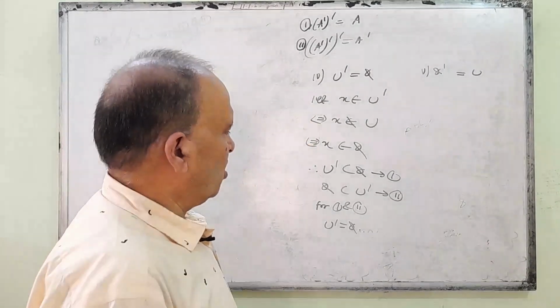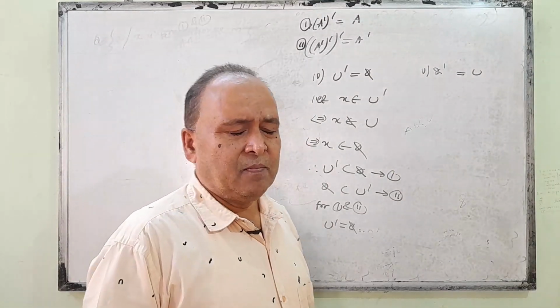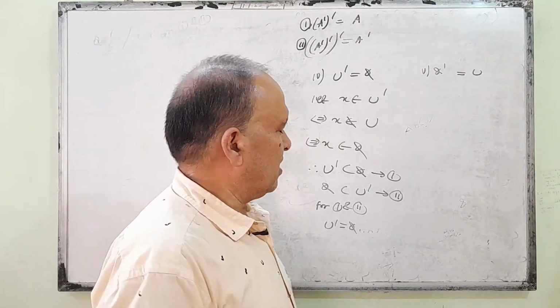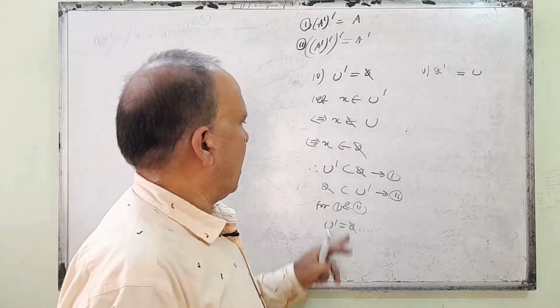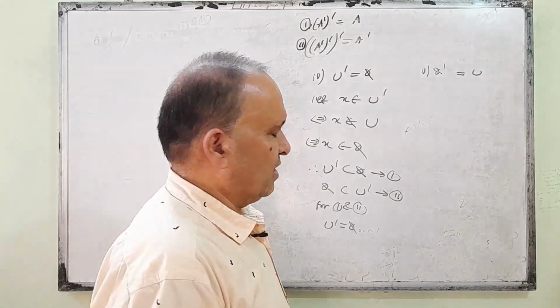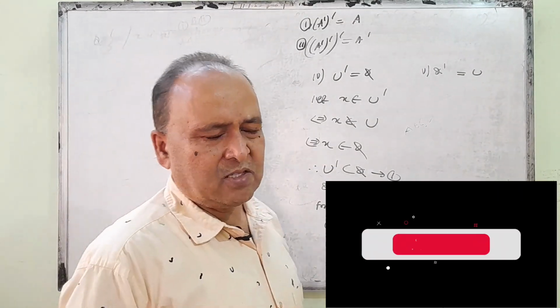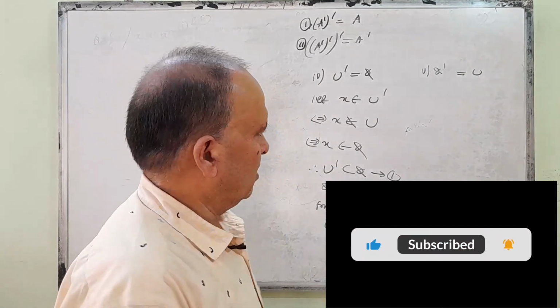So in this class, I have told you about properties of intersection, difference and complements. In the next class, I will tell you about De Morgan's law and some other set properties.